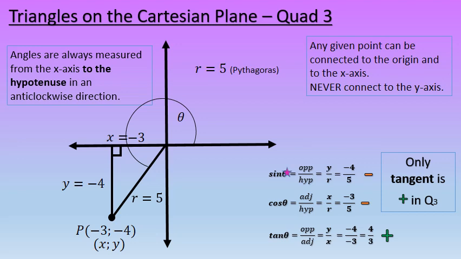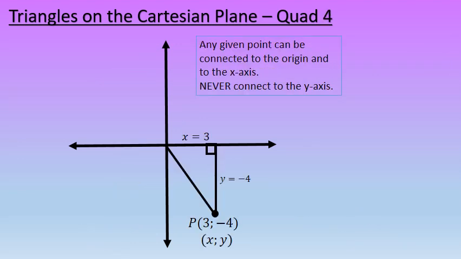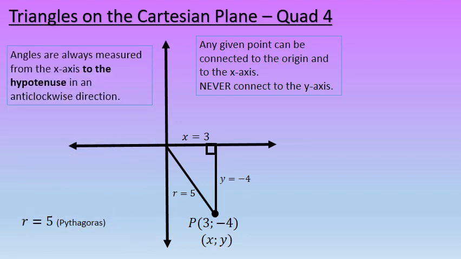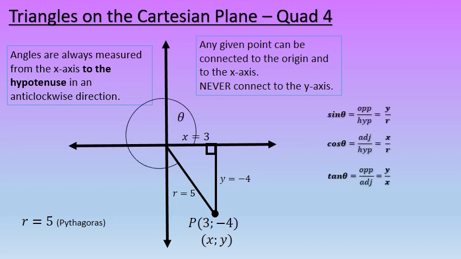Are you ready for quadrant 4? Rightio, let's do this thing. Once again, a triangle sketched in quadrant 4, when given a coordinate, will have a right angle sitting on the x-axis, and that angle will be measured in an anti-clockwise direction. This triangle, using the Pythagorean triple again, will show us that the hypotenuse is 5, and there I've shown that the angle theta was measured in an anti-clockwise direction, but our secret little reference angle is that star.